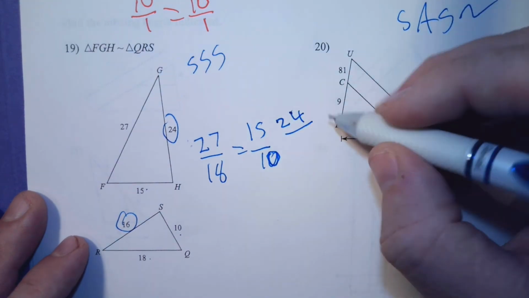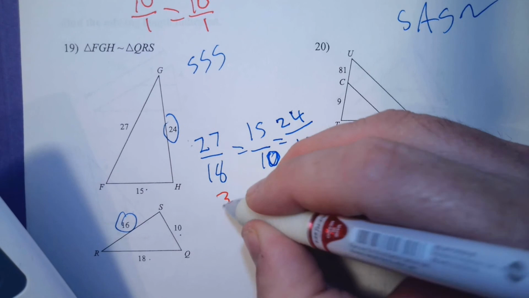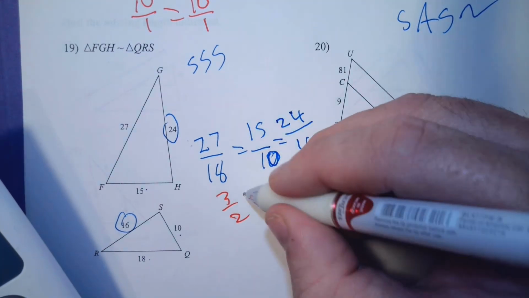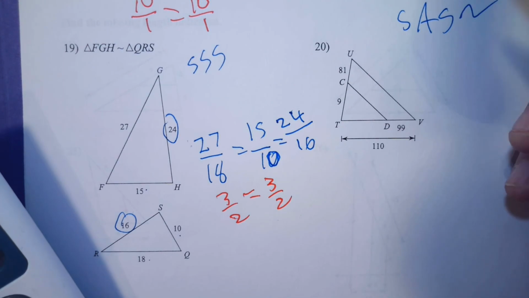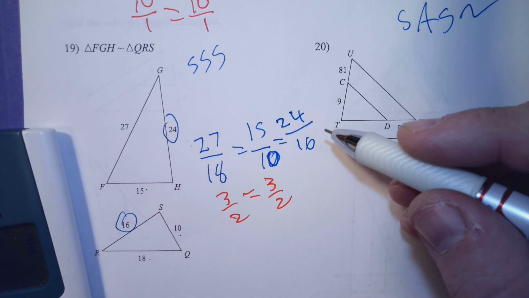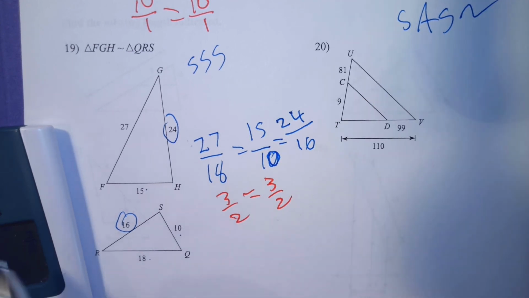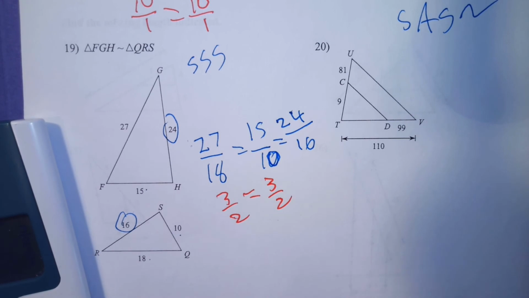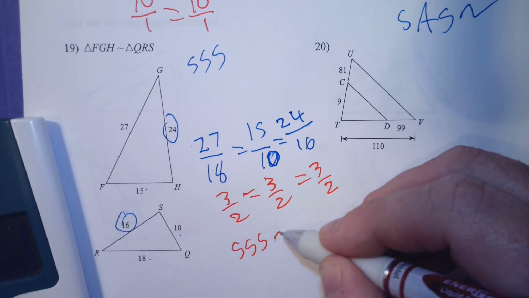24 over 16. And let's see if they're equal. Of course, 27 over 18 is going to be 3/2. 15 over 10 is also going to be 3/2. 24 over 16 is going to be 3/2, right? So it is indeed going to be SSS similarity.